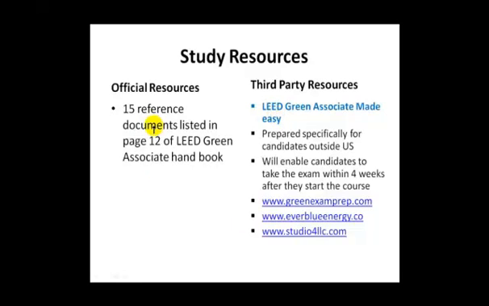Official study resources consist of 15 reference documents, and they are listed on page number 12 of the LEED Green Associate Candidate Handbook. In my opinion, studying with official references is extremely difficult. The number of pages in official references may extend to 800 to 1000 pages. Out of the 15 reference documents, 14 documents are free and 1 document is paid. You can refer to these documents from page number 12 of the LEED Green Associate Candidate Handbook, and the Candidate Handbook can be downloaded from the link given just below this video.